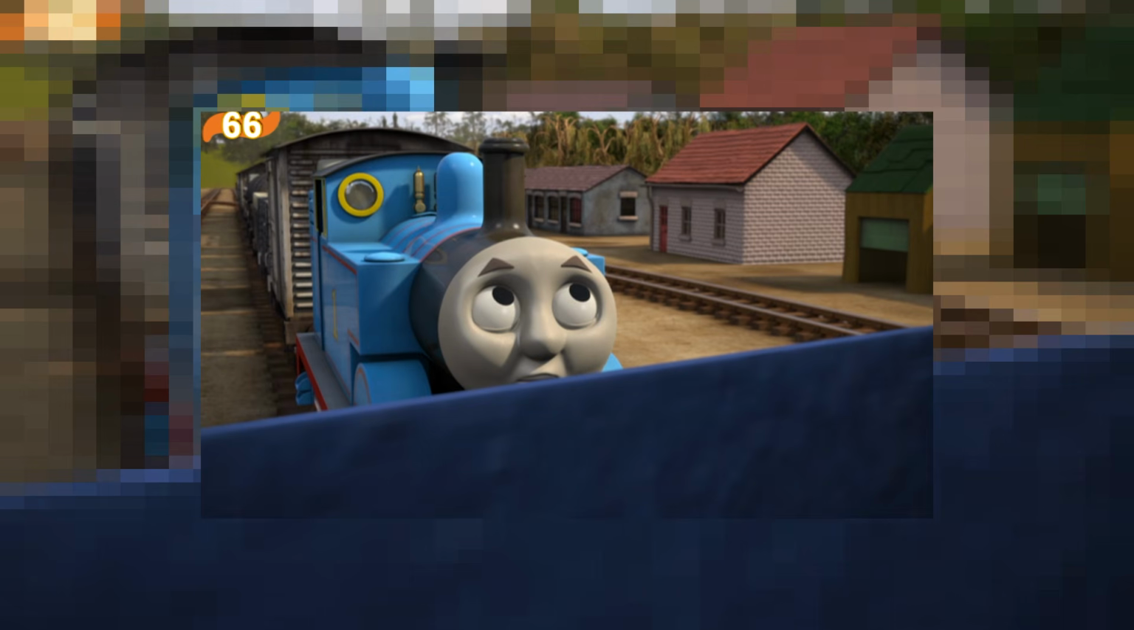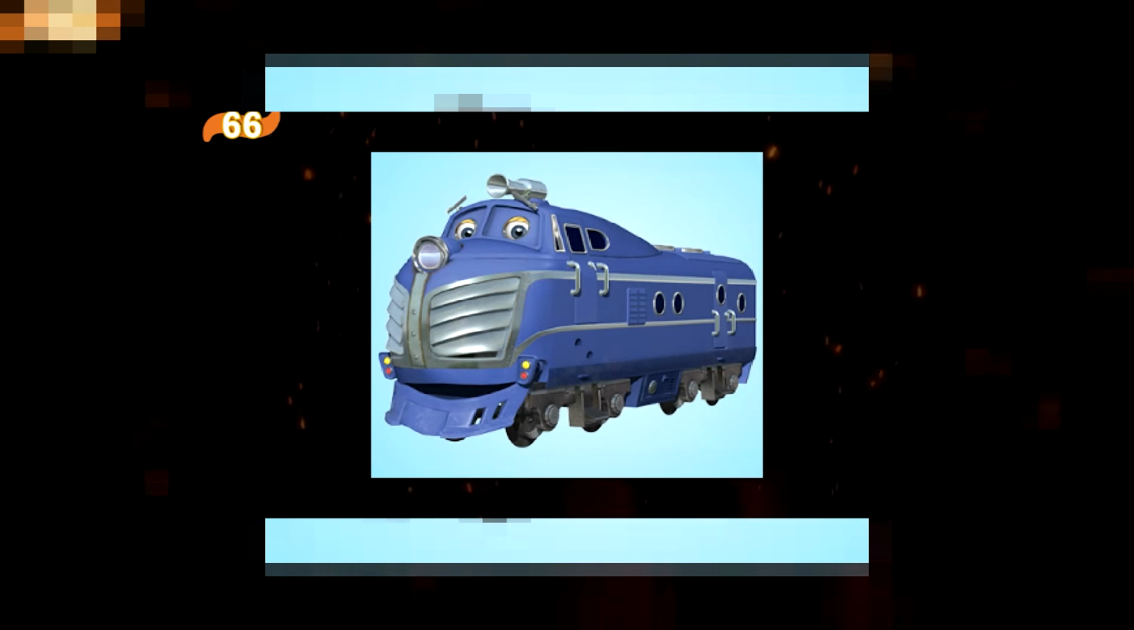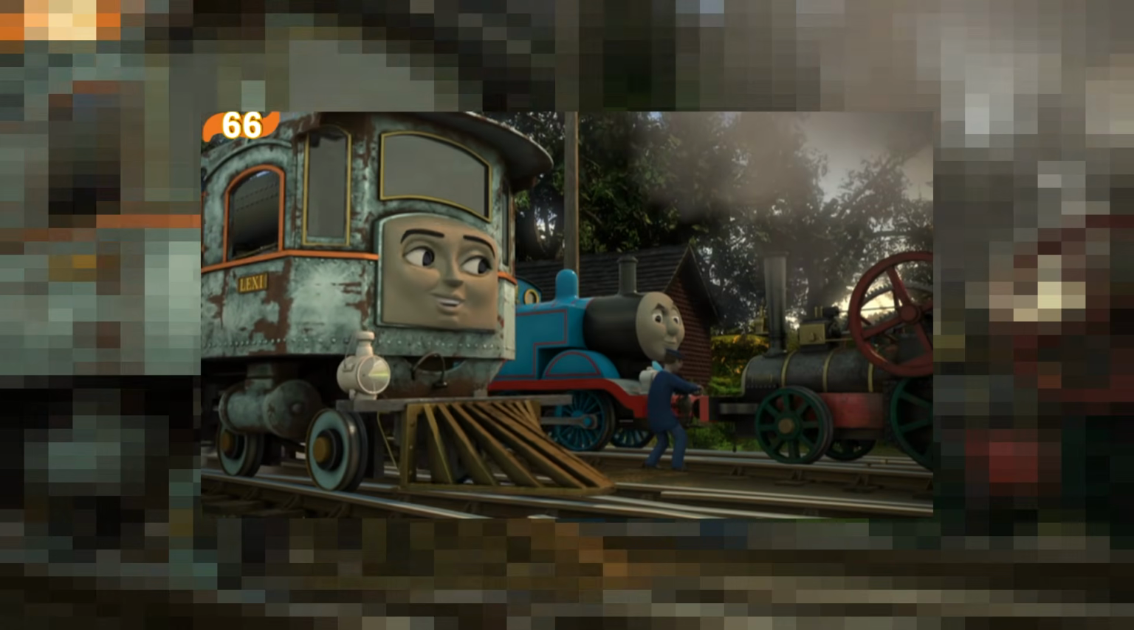Beresford is voiced by the amazing Colin McFarlane, who Chuggington fans will know as the voice of Harrison. It was certainly the first thing I noticed when I watched the movie. A lot of Chuggington connections in this video, isn't there?